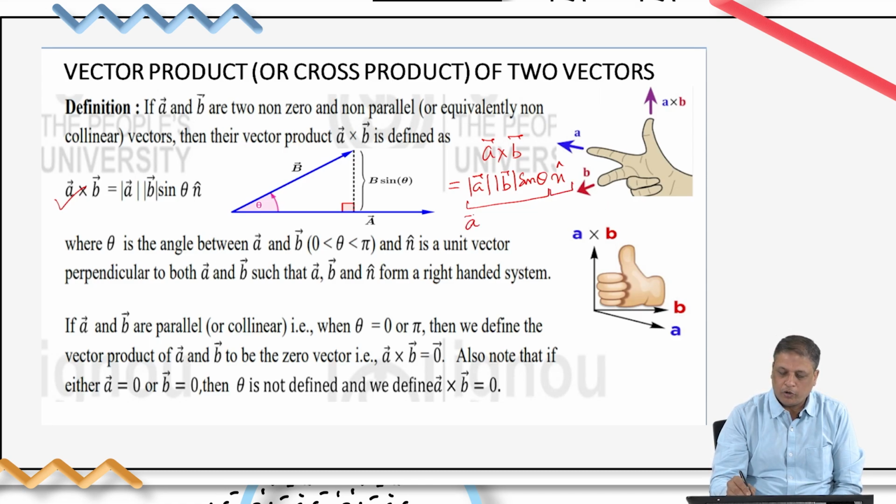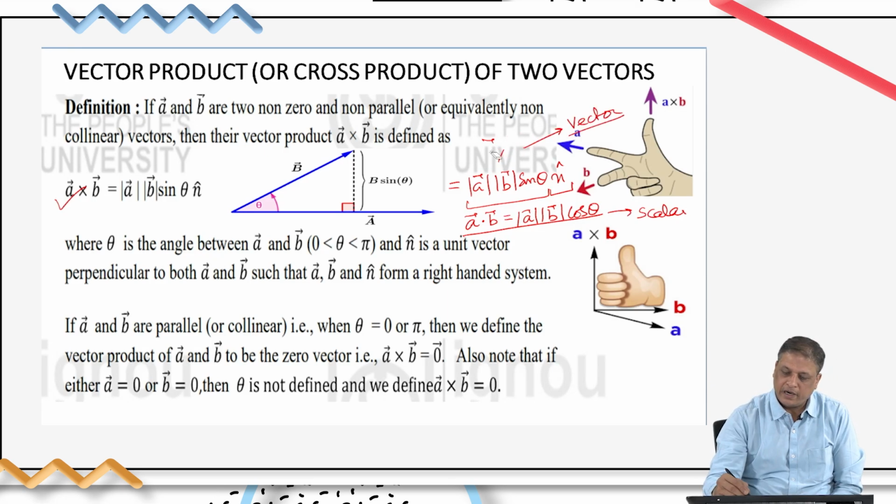But in the case of the dot product A dot B, we simply had the expression magnitude of A into magnitude of B into cos theta. The expression did not include the unit vector, and that's why A dot B is a scalar and A cross B is a vector. Now, in order to have a better understanding, let's understand what the cross product means.